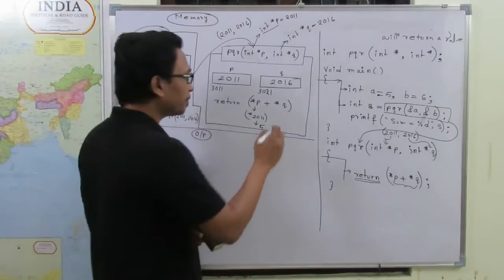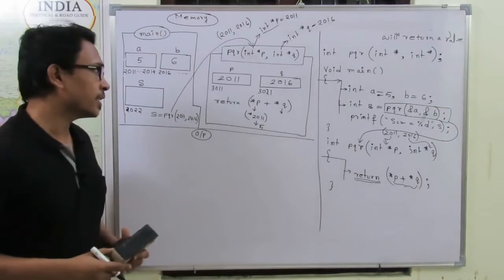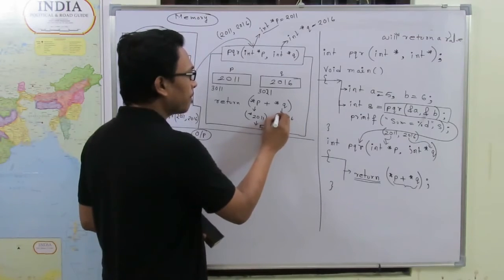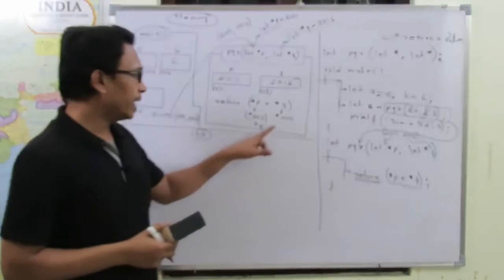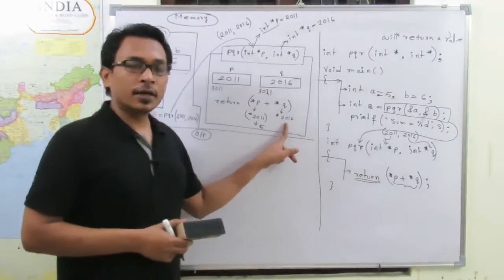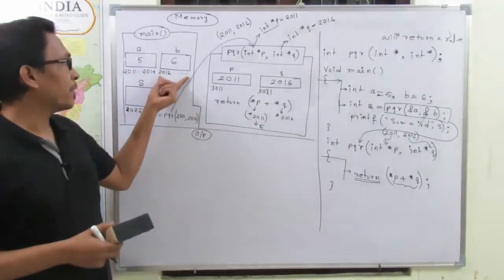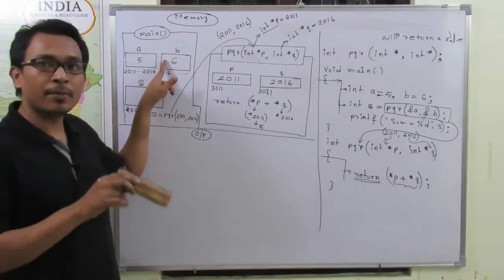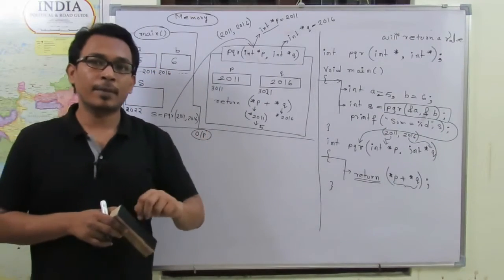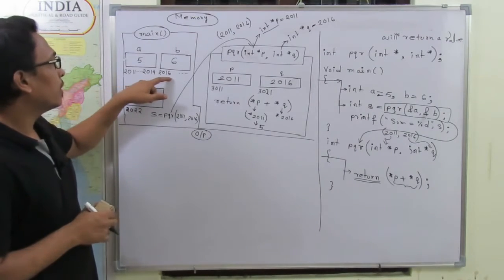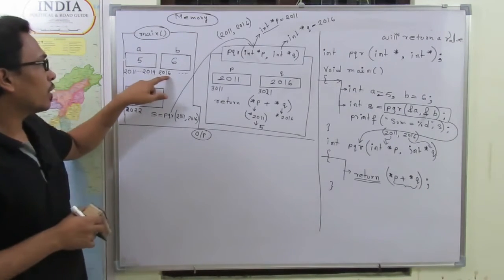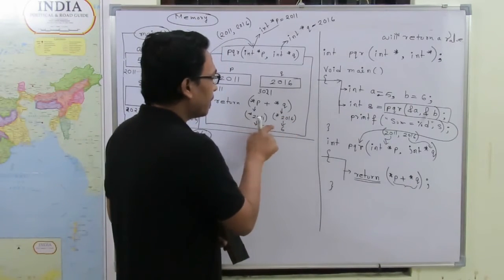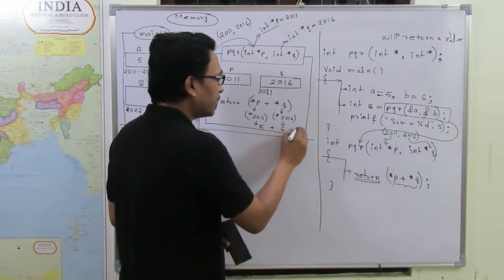Clear? Next, for the next operand, asterisk q. Now look here, q contains 2016. This 2016 is an address. It represents this particular memory block, and when the system gets this indirection operator, it enters the memory block and reads that value. So what is the value inside the memory block starting with 2016? That is 6. So the second operand is 6.